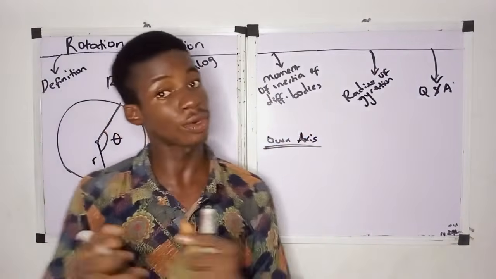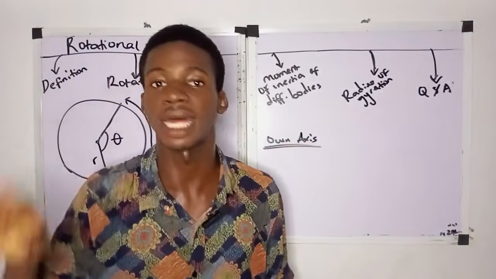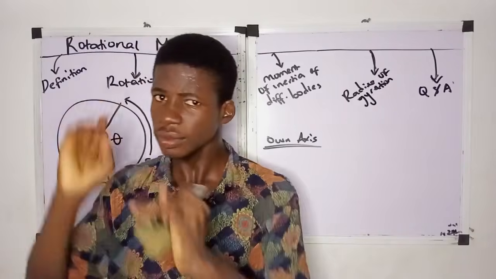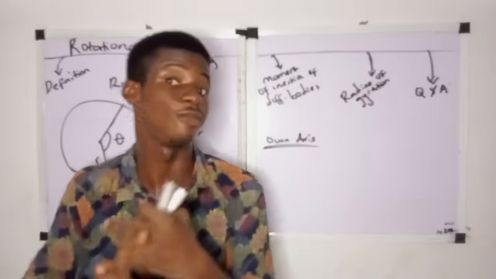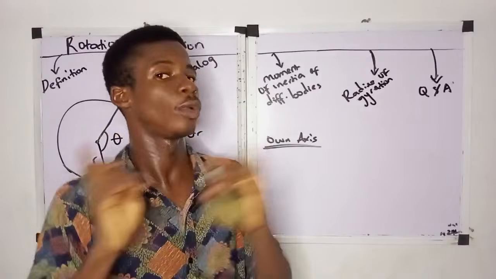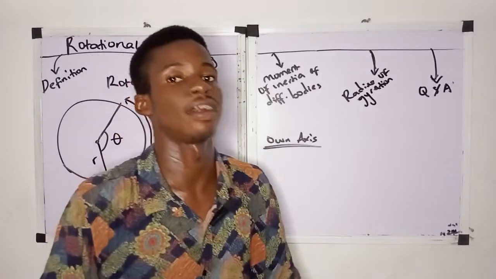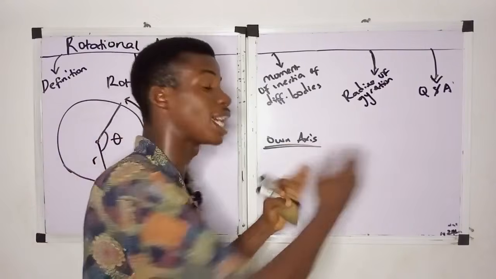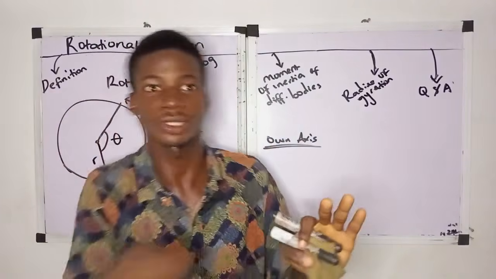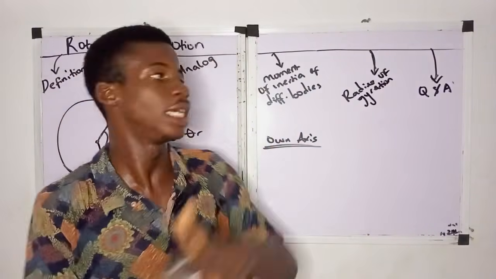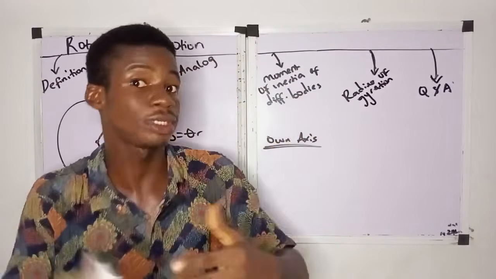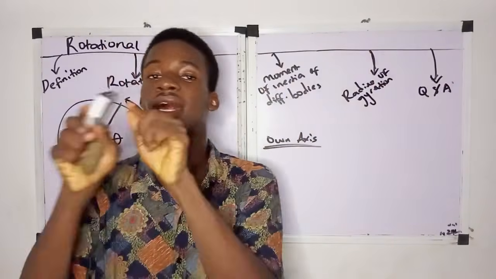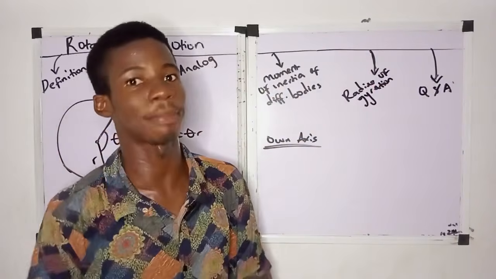Then in circular motion, the object revolves around a fixed point in a circular path. So in rotational motion, the object revolves around its own axis, whereas in circular motion, the object revolves around a fixed point in a circular path. Both are motions in a circular path, but in one the object revolves around its own axis, while in the other the object revolves around a fixed point in a circular path.